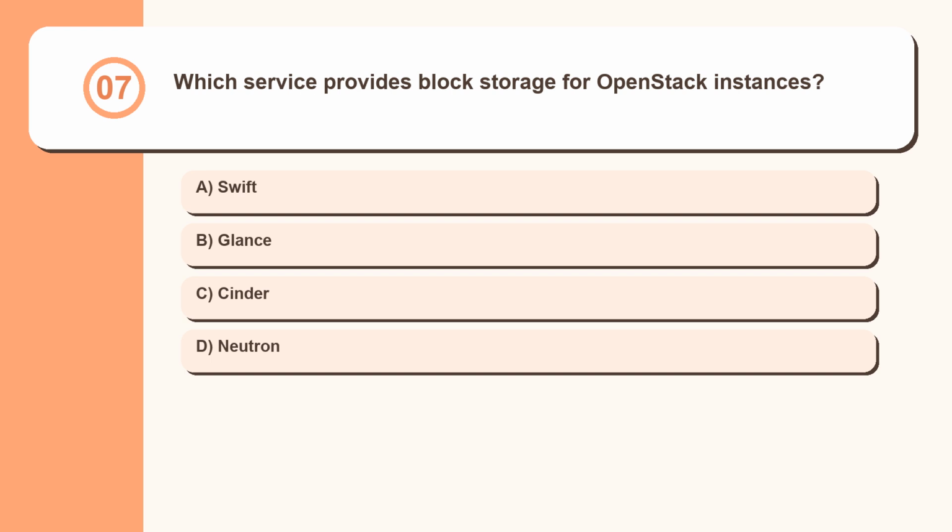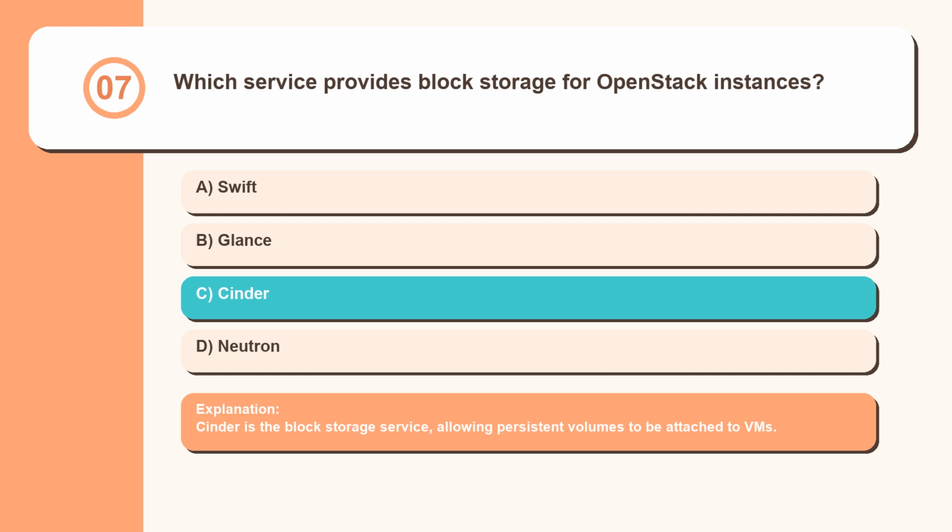Question 7. Which service provides block storage for OpenStack instances? Swift, Glance, Cinder, Neutron. Cinder is the block storage service, allowing persistent volumes to be attached to VMs.